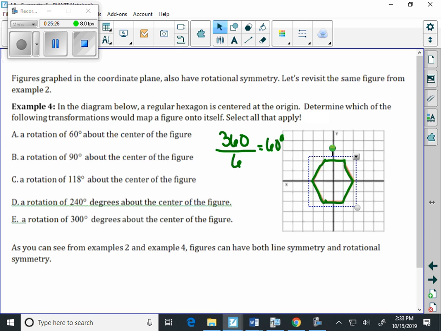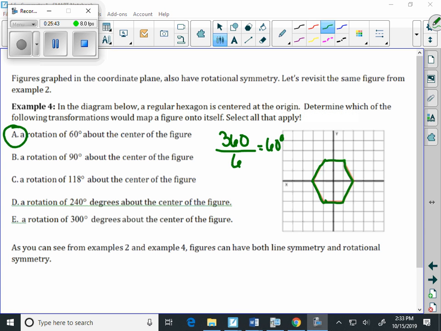We actually were able to answer at least one of those here from just filling in the 360 divided by 6. It says, in the diagram below, a regular hexagon is centered at the origin. Determine which of the following transformations would map onto itself. So the thing is, we went 60. Did we ever go a value of 90? No. Did we ever go a value of 118? No. But we did go a value of 240. It's a multiple of 60. We did go a value of 300. It's a multiple of 60.